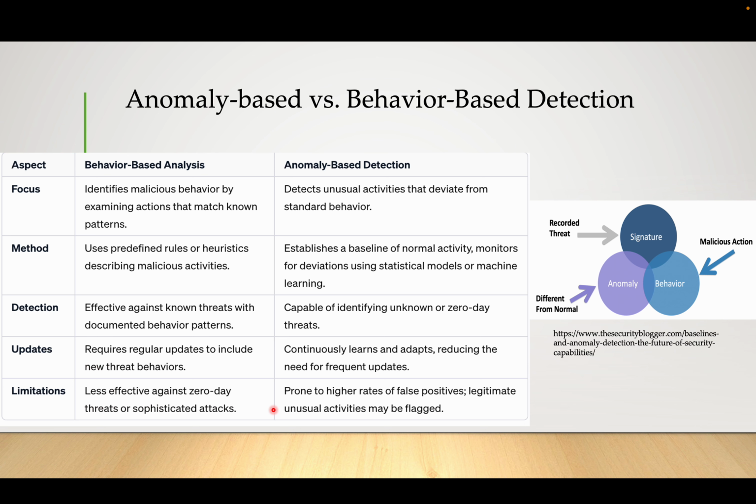So, to summarize, the key difference is that behavior-based analysis is centered around known threat behaviors, making it strong against familiar threats but weaker against new attacks. Anomaly-based detection, on the other hand, excels at identifying new and unusual activities but can struggle with a higher rate of false alarms. Both methods complement each other in a robust cybersecurity environment.